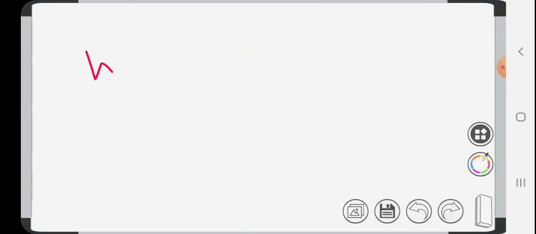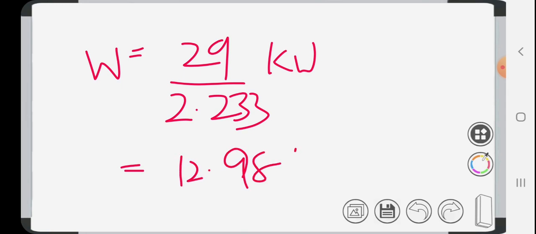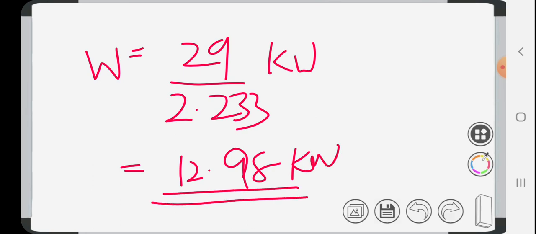So W will be what? 29 by 2.23 kilowatts. So it will be some 12.98 kilowatts. So this is the amount of power we have to provide to the refrigerator, so that we can maintain the temperature of the cooling space at minus 5 degrees Celsius itself. So this is a problem related to the Carnot cycle.